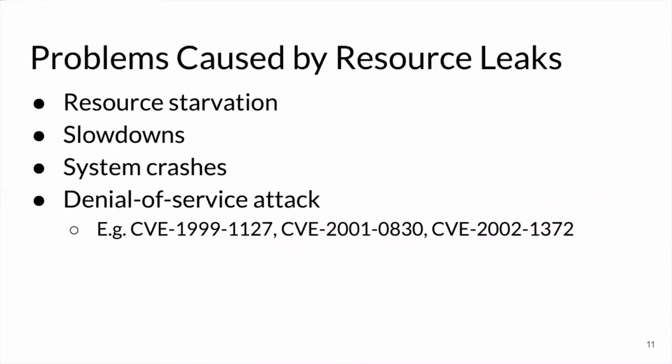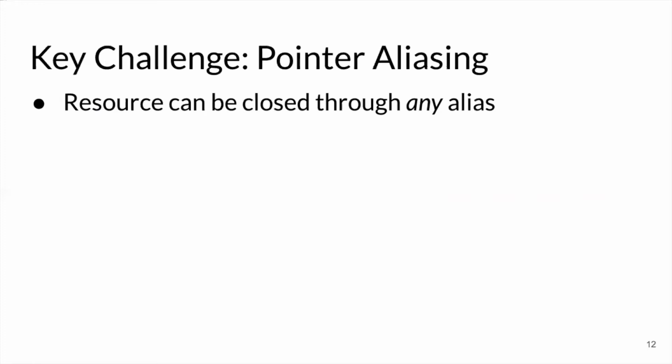Leaking finite resources in a system might cause resource starvation, slowdowns, system crashes, or denial of service attacks. You see, this is a serious problem, such that Microsoft engineers consider this one of the most significant development challenges. So we would like to have a tool to prevent it. But the key challenge in detecting resource leaks is handling aliasing, since there might be multiple references to a resource object, and close can be called on any of them. But how have previous approaches addressed this challenge?